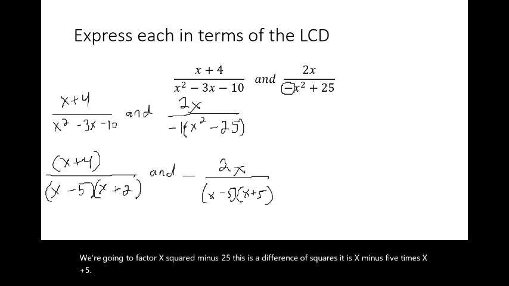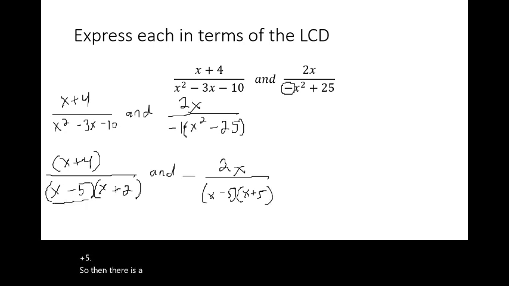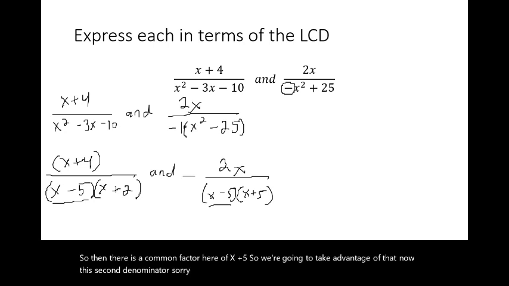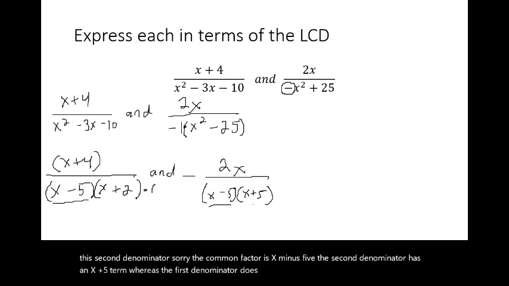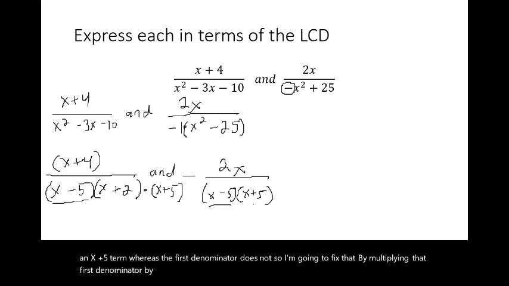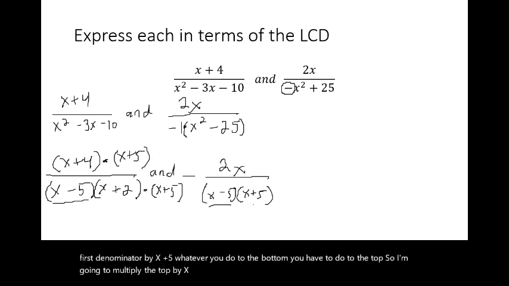So then there is a common factor here of x plus 5. So we're going to take advantage of that. Now this second denominator, the common factor is x minus 5. The second denominator has an x plus 5 term, whereas the first denominator does not. So I'm going to fix that by multiplying that first denominator by x plus 5. Whatever you do to the bottom, you have to do to the top. So I'm going to multiply the top by x plus 5.